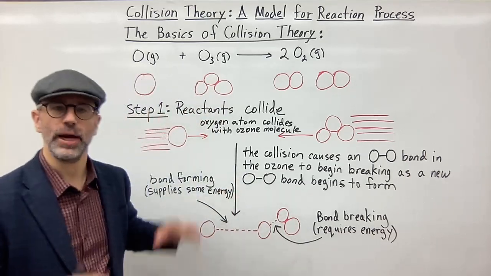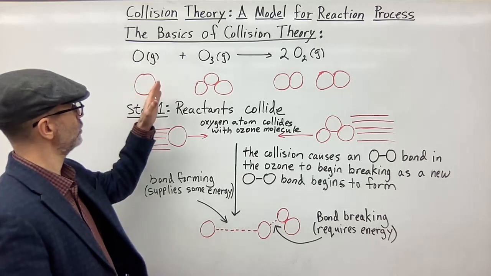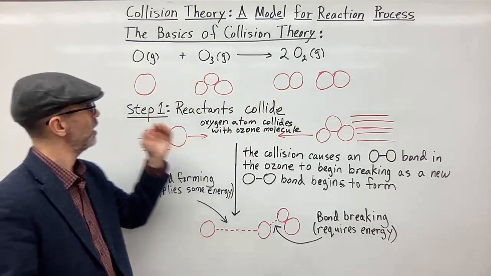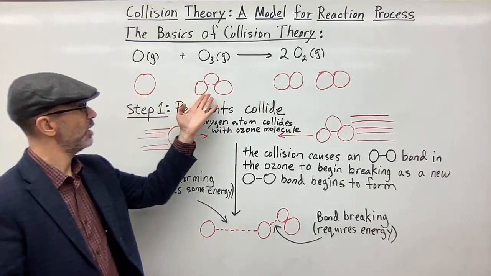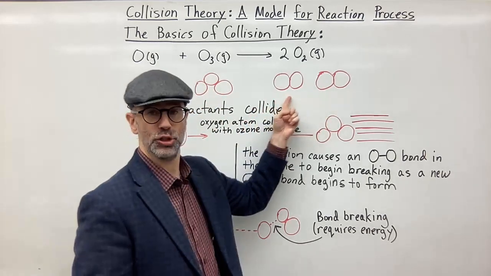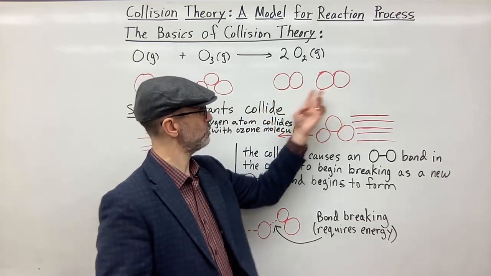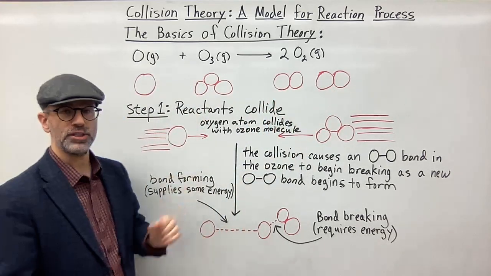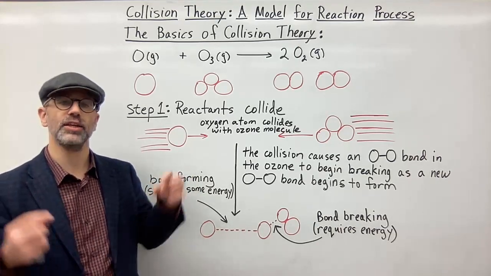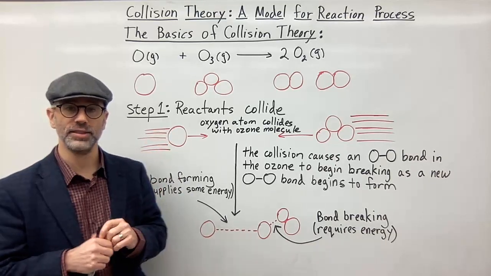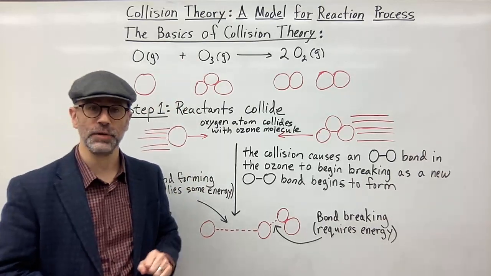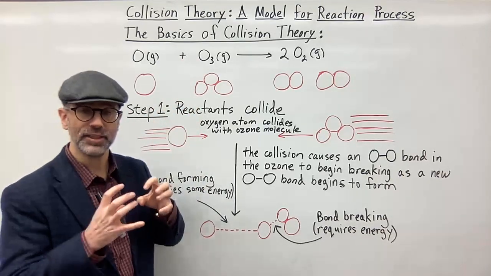So first thing, what happens in a reaction? Well, first you have my representation of these species. I have my oxygen atom, my ozone, which is three oxygen atoms bonded together, and then I have two molecules of two oxygens bonded each. The first step is that the reactants collide. There's got to be a collision between the two things that are part of the reactants. That's why it's called collision theory. So step one, reactants have to collide together.